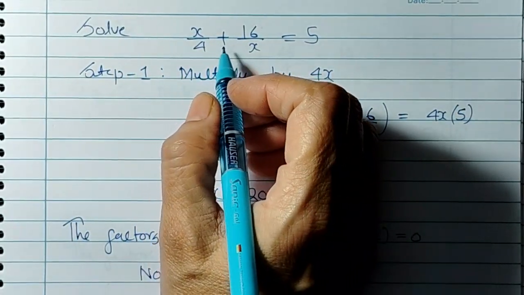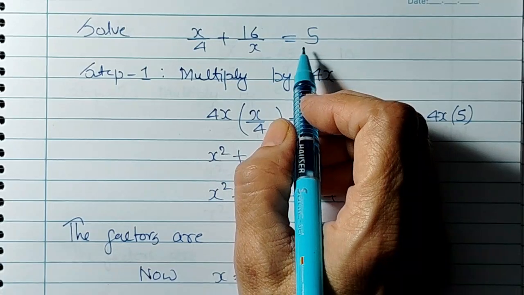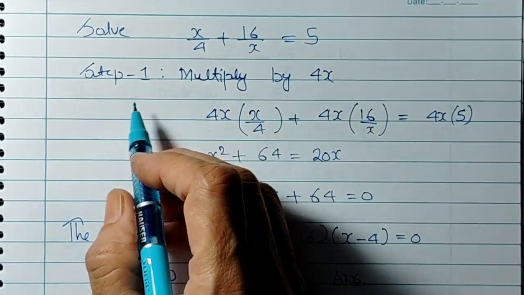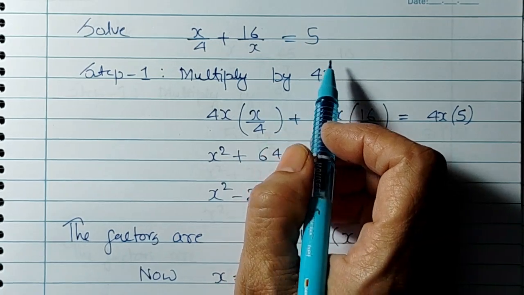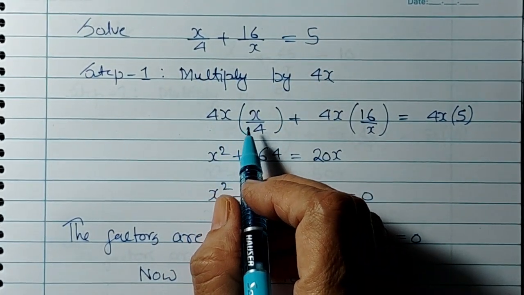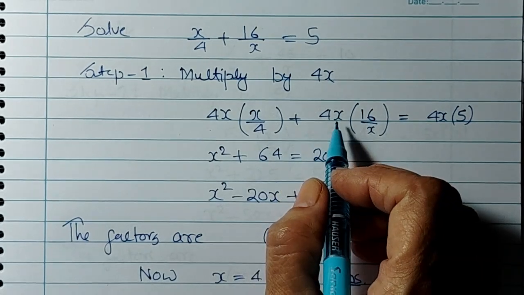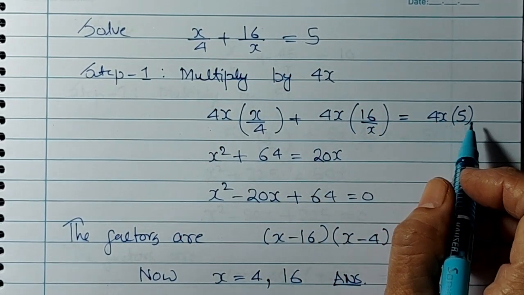Solve for x: x/4 + 16/x = 5. Step 1 is to multiply by 4x. We will multiply this equation by 4x. It is 4x into x/4 plus 4x into 16/x, equal to 4x into 5.